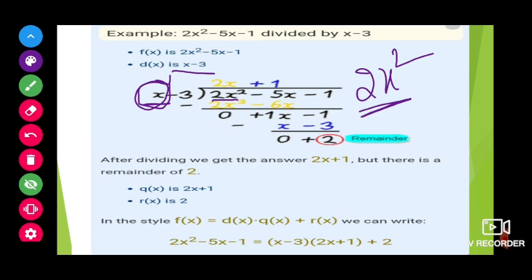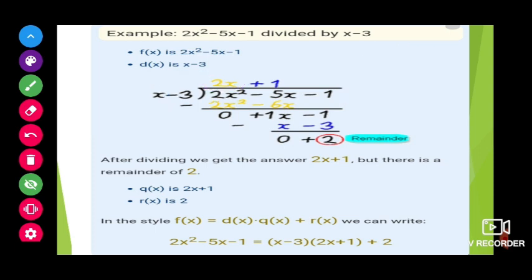Only one x is there, so 2 extra is needed. And x square means x into x, only 1x we have. So to get 2x square, the number 2x should be multiplied. Now x into 2x gives 2x square. We decide what should be multiplied by using the first term. But the 2x should be multiplied with the second term also. Keep it in mind. First we decide the quotient term by using the divisor's first term, but we should multiply with both terms in the divisor.